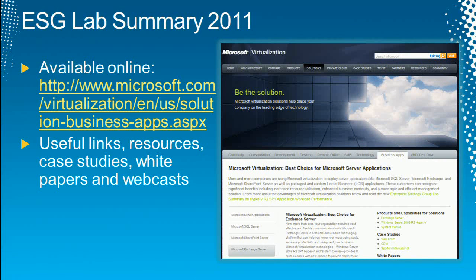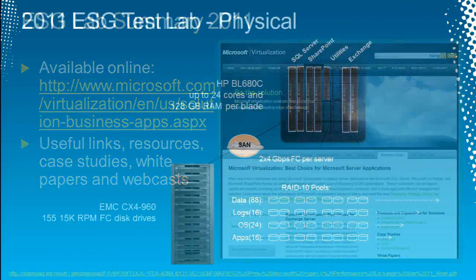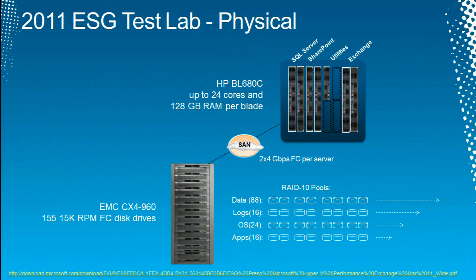And this is all available online. You can grab it from Microsoft.com/virtualization. It's all there. But in terms of their server, and again, this is where I had server envy. So they're running 2 HP BL680s, 24 cores, 128 gig of RAM per blade. So this is the physical underlying infrastructure. And that's hooked up by fiber channel storage to 155 15K fiber channel disks. So pretty high end, and they split it out in terms of data, logs, OS, applications, in terms of carving out that physical infrastructure.